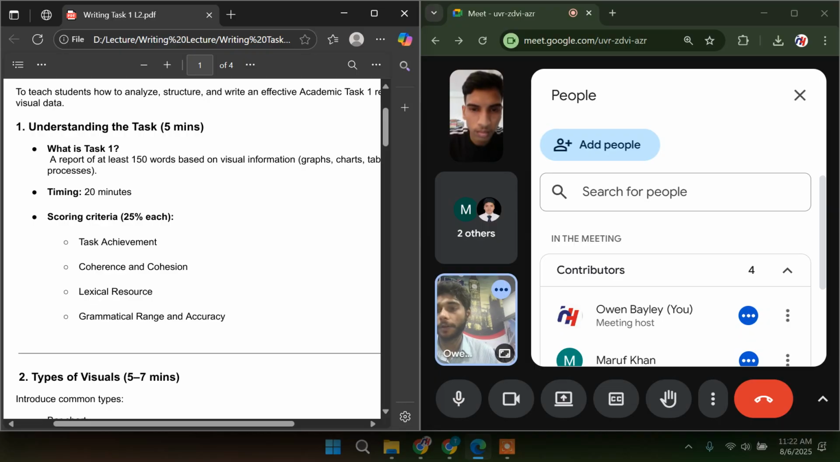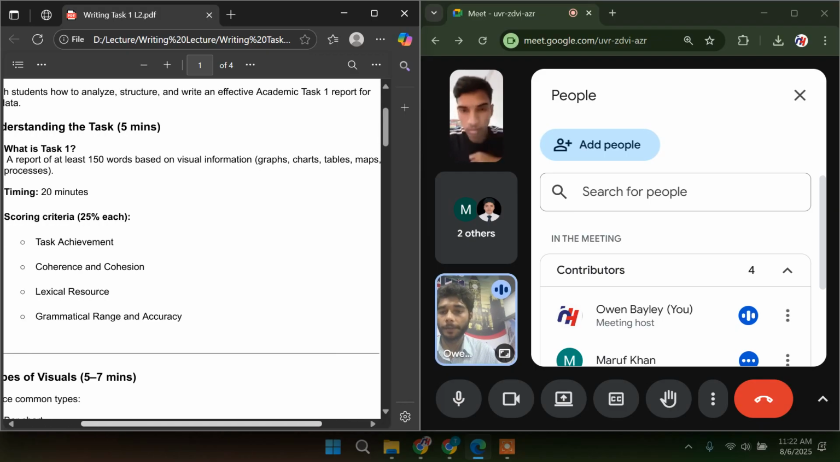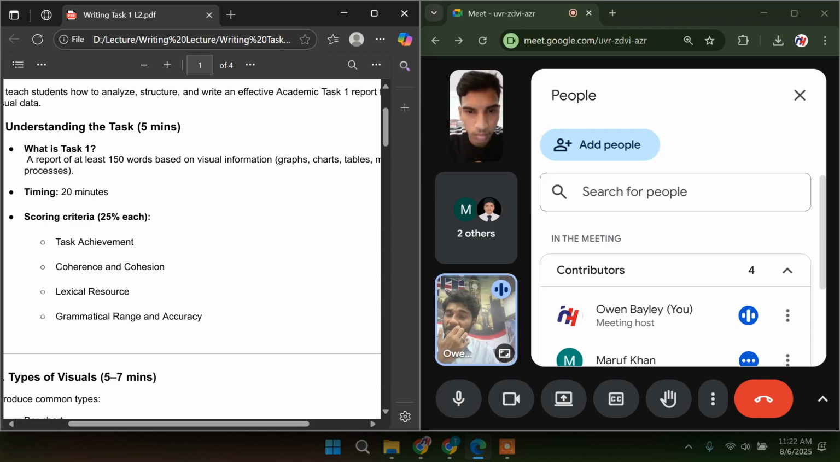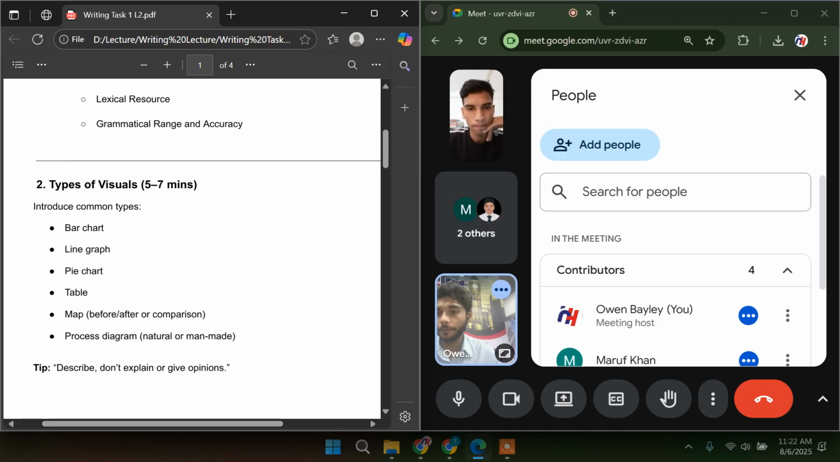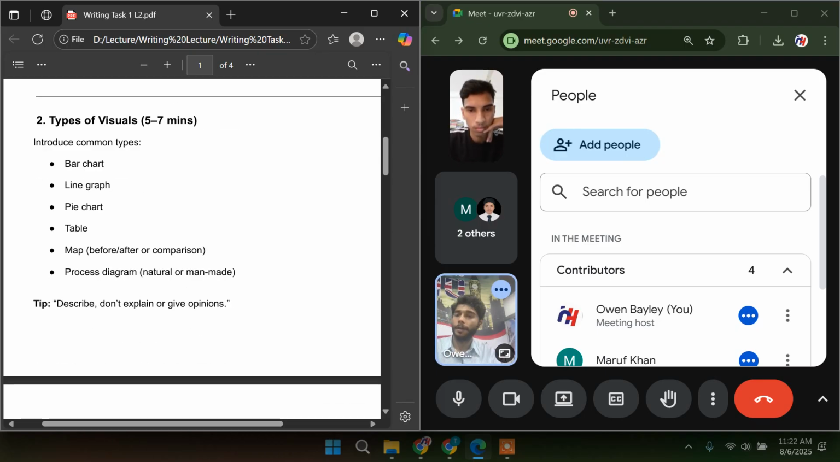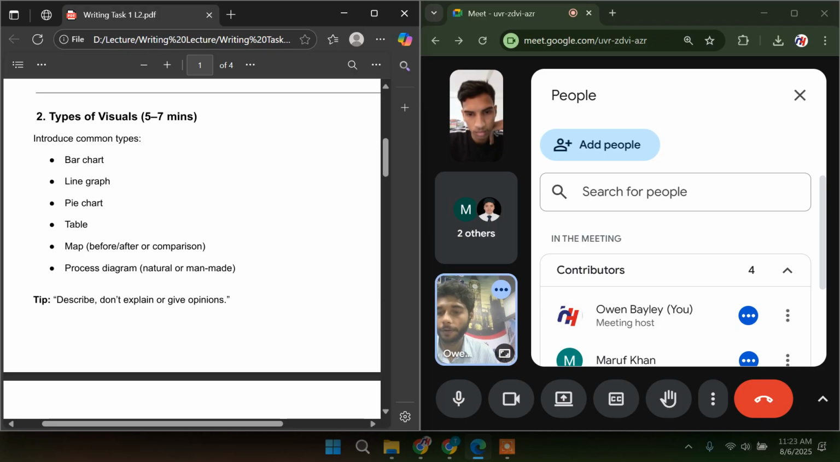So what is task 1? It's basically a report of at least 150 words based on visual information like graph, chart, table, maps or processes. You get 20 minutes to complete this task. Scoring criteria is 25% each: task achievement, coherence and cohesion, lexical resources, and grammatical range and accuracy. Types of visuals: we get a bar chart, pie chart, line graph, table, map or a diagram. Tips: describe, don't explain or give opinions.